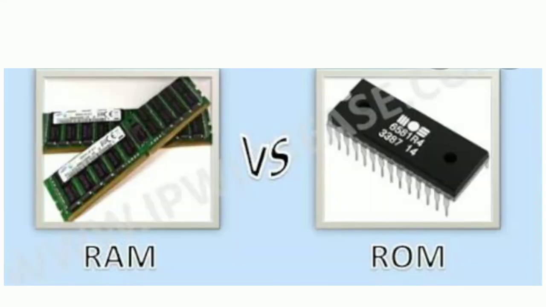It is a type of basic memory. Primary memory or internal memory is again divided into two types. First one is RAM and second one is ROM. What is the full form of RAM? RAM means random access memory. ROM means read only memory. Please look into these two images. The first image is RAM and the second image is ROM.